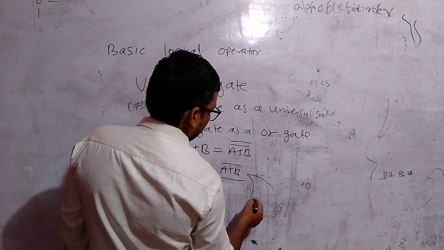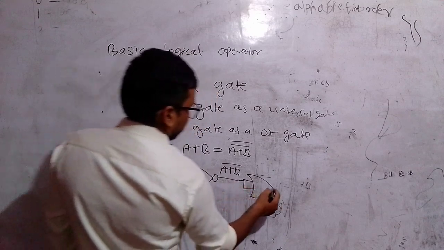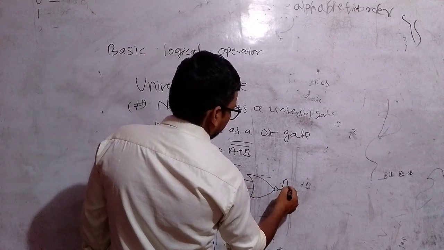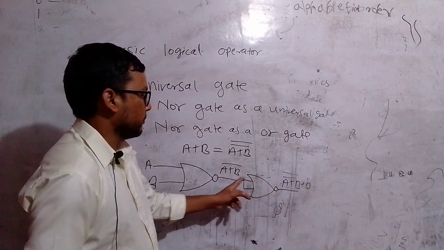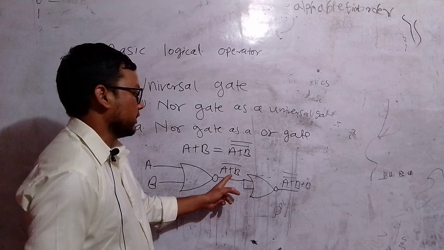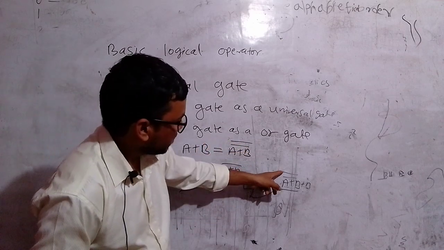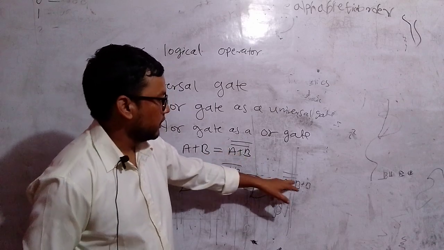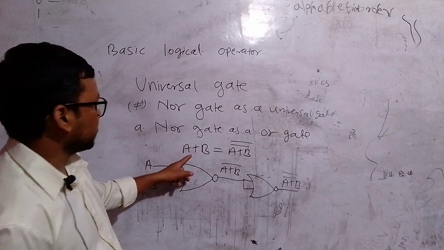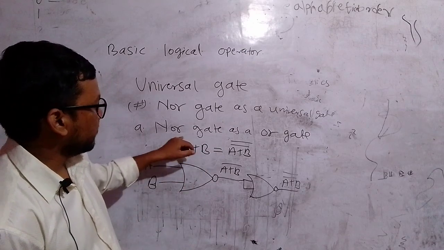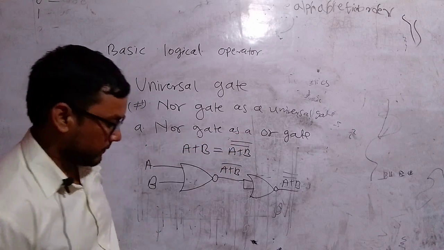How to use the NOR gate as an inverter? Let's connect a circuit, and this will produce A plus B double complement. This will perform the NOT operation on it, that means a complement line on this expression. Now this is similar to A plus B. Thus we have successfully demonstrated the NOR gate as an OR gate.